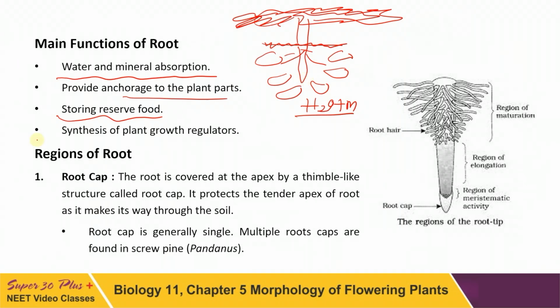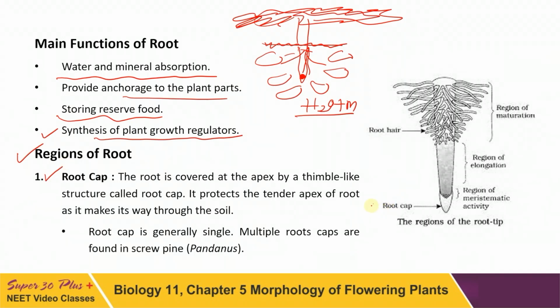And a very important point is the synthesis of plant growth regulators. At the apex of the root, plant growth regulators are synthesized, which have different roles. You will study them in time to come. Come to the next now, the regions of the root. This is a typical root. We have to see the regions of the root. One is the root cap.